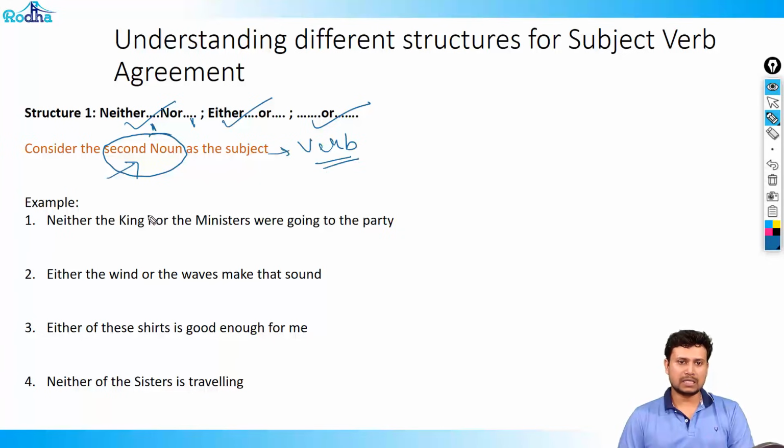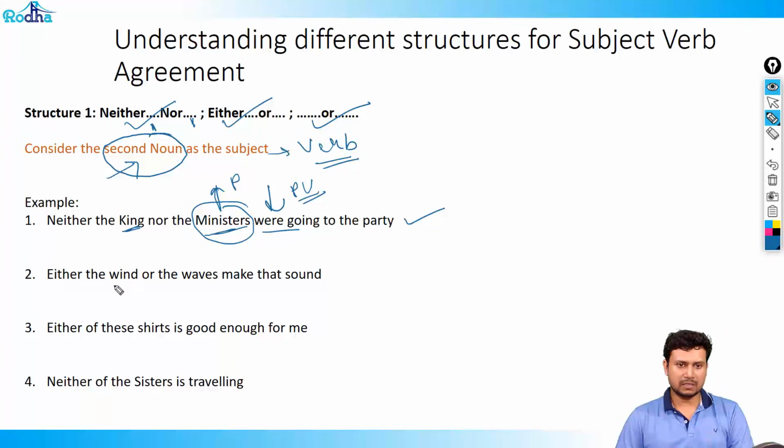So let's look at this logic in the first example. Neither the king, so this is my first noun, nor the ministers, were going to the party. Now, as per this logic, the second noun is the ministers. Ministers is nothing but plural, and therefore you have a plural verb here, were. Therefore, this sentence is right.